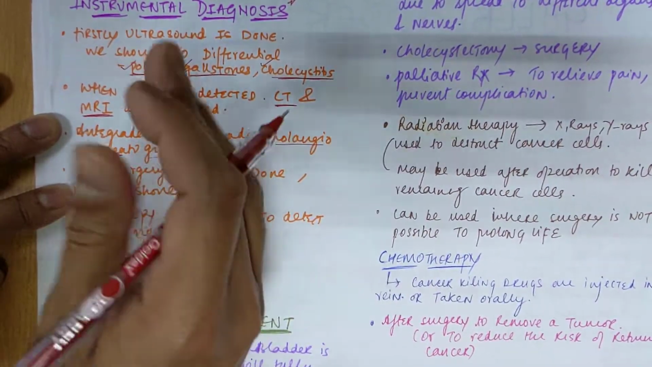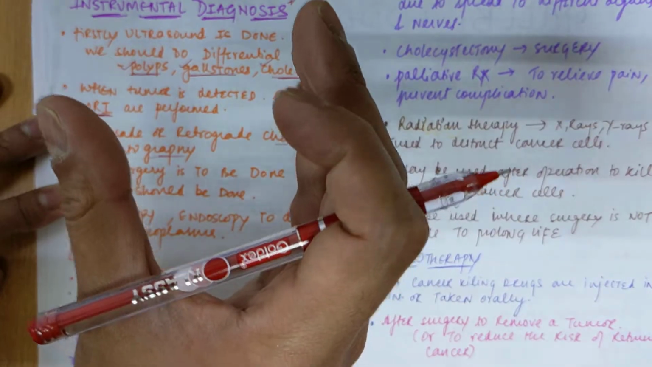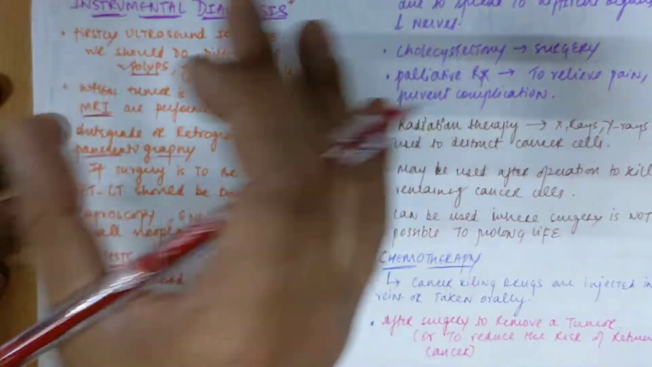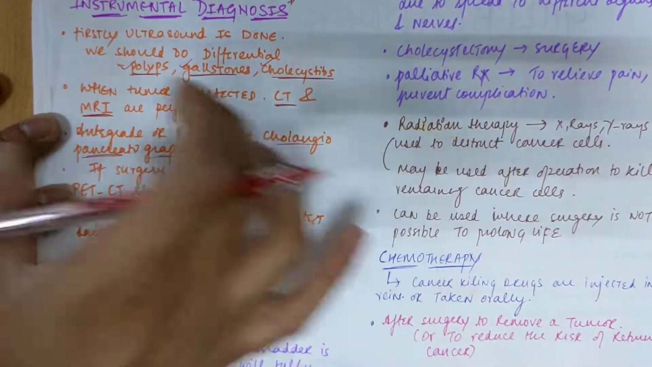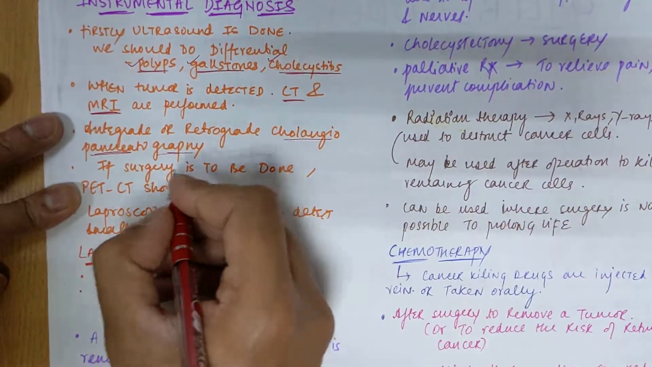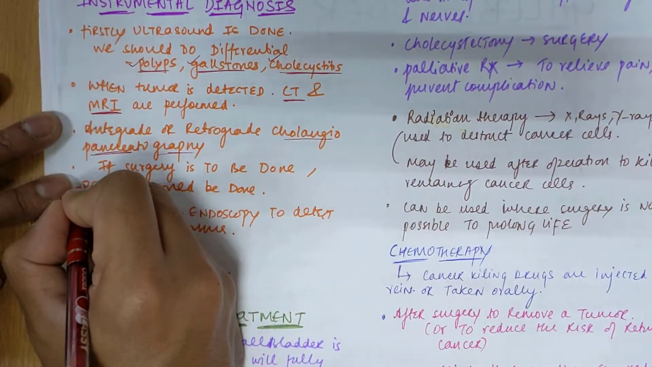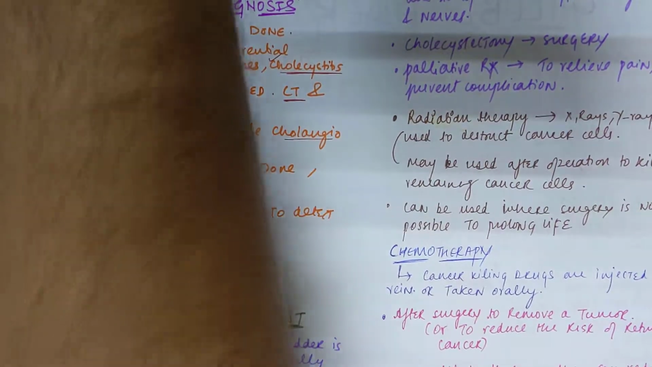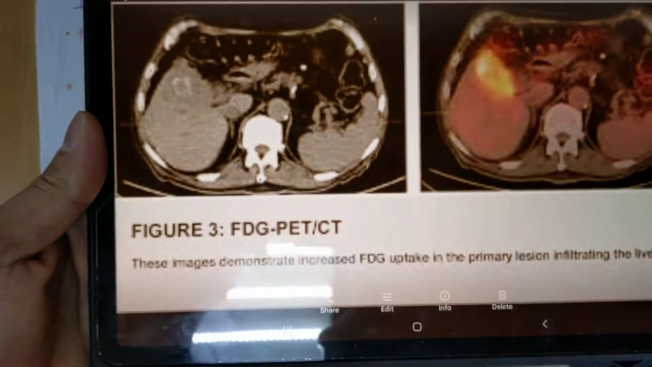Okay, so we will be seeing the blood vessels and the bile duct in this type of instrumental diagnosis. And if surgery is to be done, then the PET CT should be done. Okay, so PET CT, you can see this image here for the PET CT.